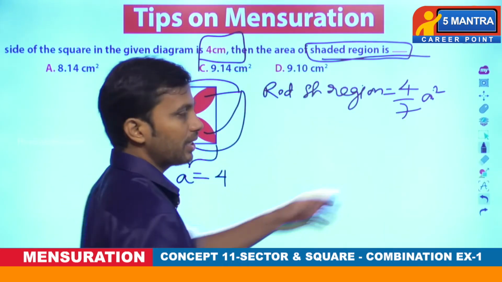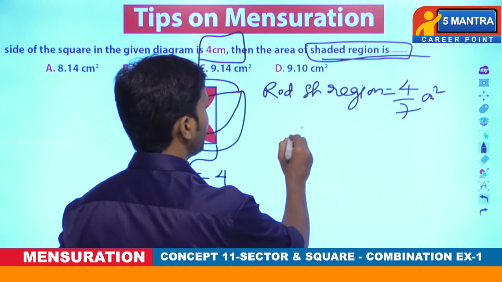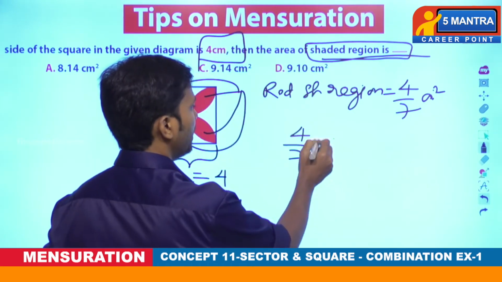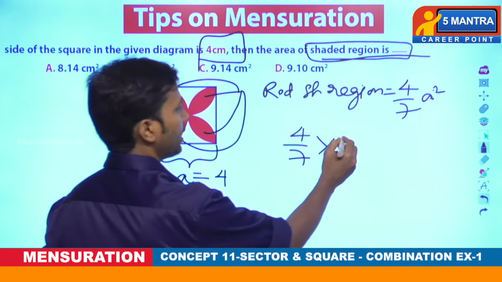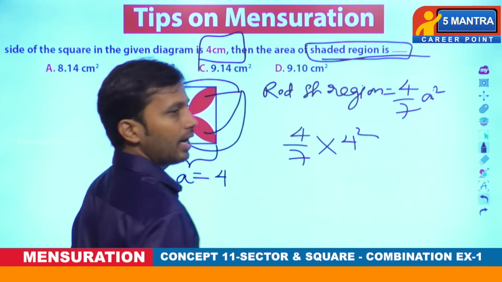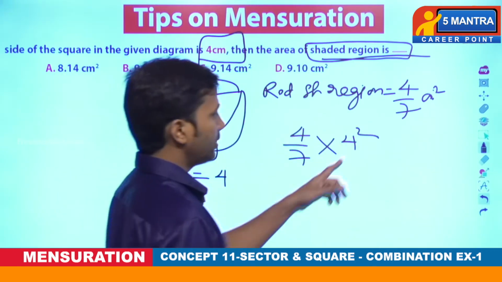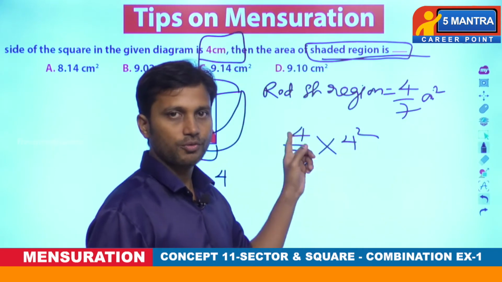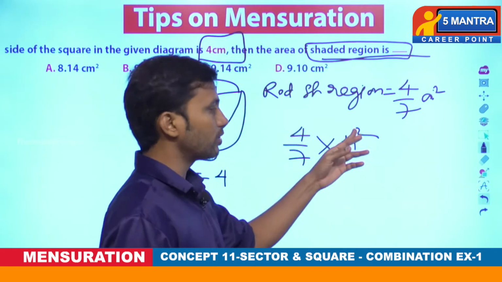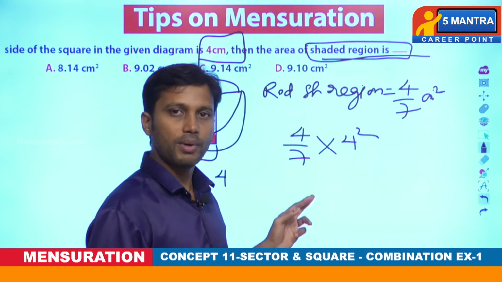So what we have to do? Better we substitute in that. So how do we get this? 4 by 7 into the value of A, which would be 4. That means 4 square we can put here, and then after simplification, that would be 4 cube, or not? 4 square into 4, that means 64. 4 4s are 16, 16 4s are 64 by 7.